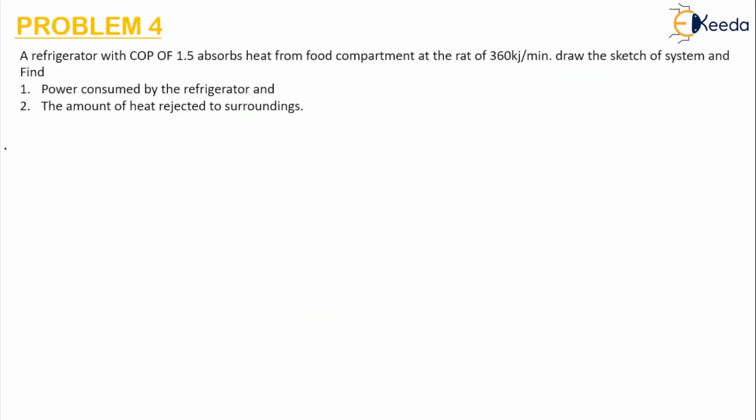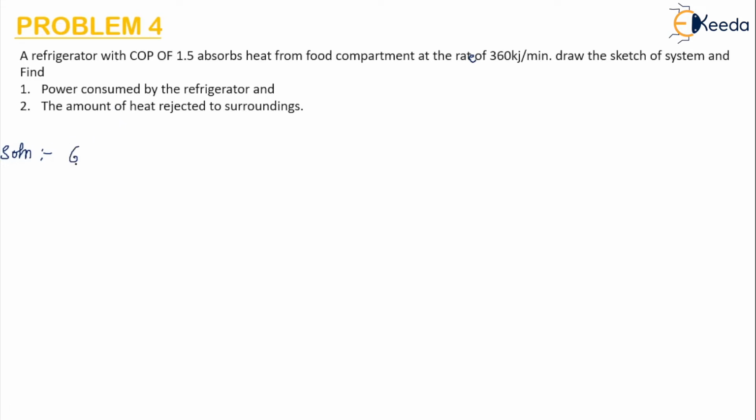So here in this problem they have given the COP, that is the coefficient of performance of a refrigerator, as 1.5, and it absorbs heat from the food compartment at a rate of 360 kilojoules per minute. They are asking us to draw the sketch of the system and also to find the power consumed by the refrigerator, that is W, and to calculate the heat rejected to the surroundings.